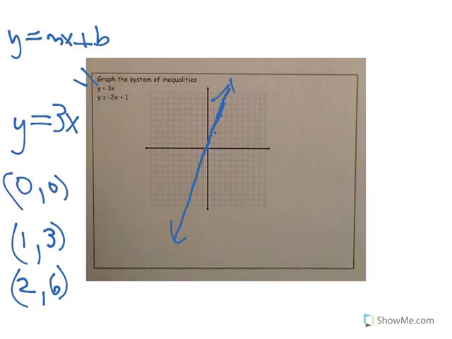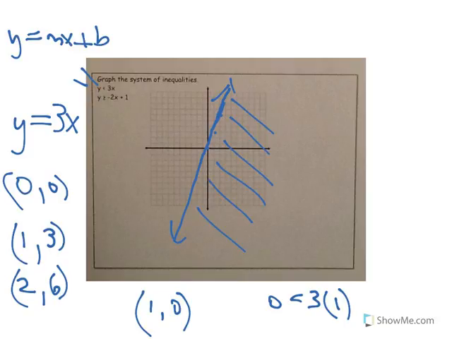So we're going to go ahead and do that with, let's see here, for x, when x is equal to 1 and y is equal to, let's say, 0. When 1, 0, because that's the first one for that point right there, is that a solution? Is 0 less than 3 times 1? Yes, it is. So we know that everything on this side is a solution.